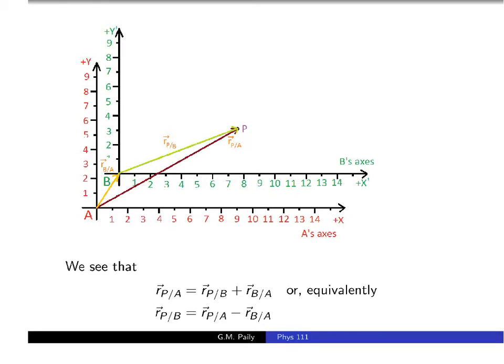In terms of the vectors, that implies that r of P with respect to A is equal to r of P with respect to B plus r of B with respect to A. Or, equivalently, we could rearrange this to say r of P with respect to B is the same as r of P with respect to A minus r of B with respect to A. Remember that the minus sign simply reverses the direction.